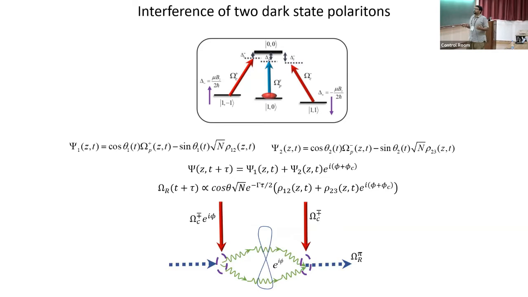So this is a schematic diagram of this polariton interferometer, where this is the input optical field, and this input optical field generates these two different polaritons. These two different polaritons travel in time and accrue some atomic phase difference, and eventually we get this interference effect in the retrieved intensity.